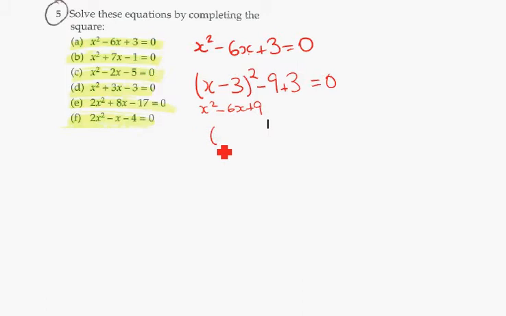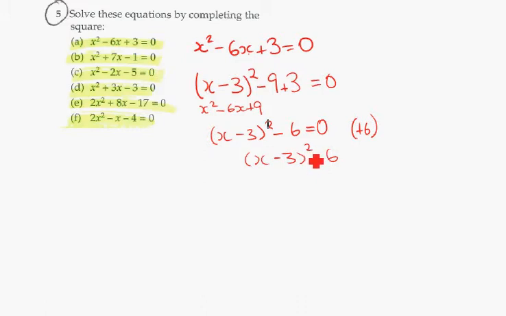So tidying that up, minus 9 plus 3 is minus 6, and if we put that in. Right, now we'll add 6 to both sides, so I'm left with (x minus 3) all squared equals 6.